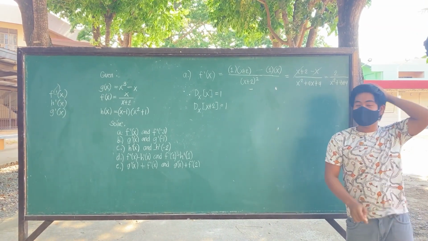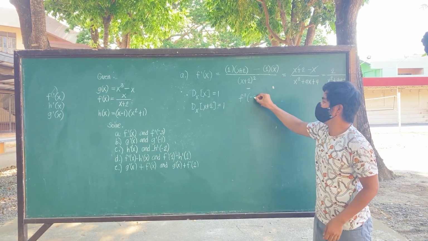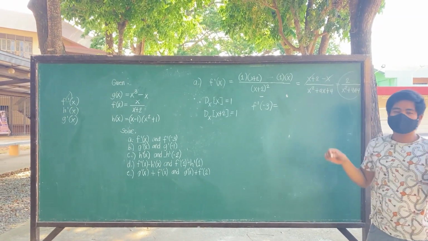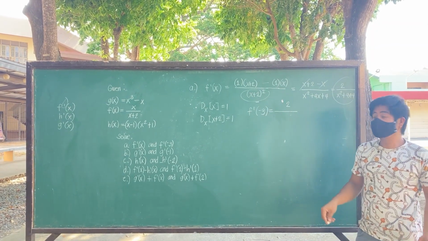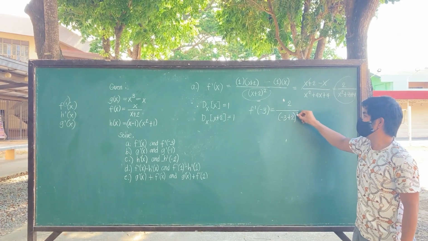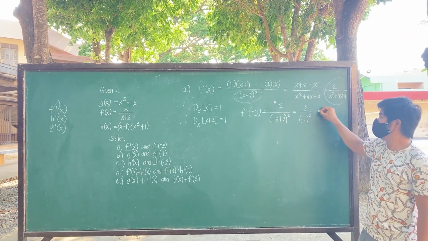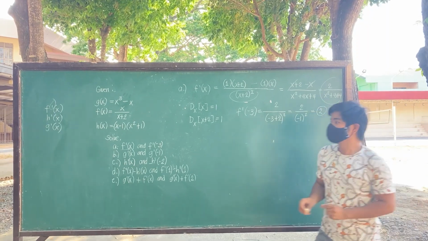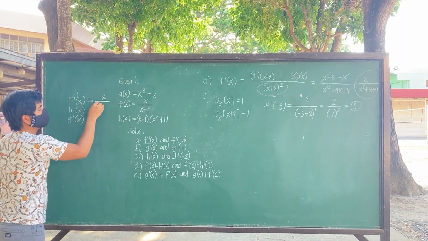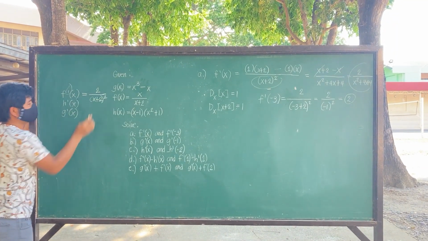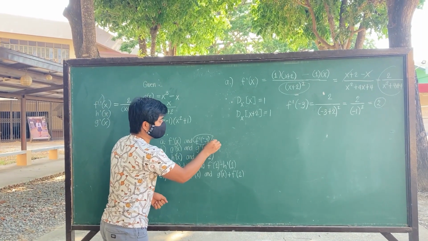So after getting f prime of x, you are now ready to substitute negative 3. Okay, so you have f prime of negative 3. So we are now using this new function, the derivative function. So we have 2 over, we can make use of this to make it easier, that is negative 3 plus 2, then square. So we have 2 over negative 1 squared. So the answer is 2. Therefore, f prime of x is equal to 2 over the quantity x plus 2 squared, and f prime of negative 3 is 2.